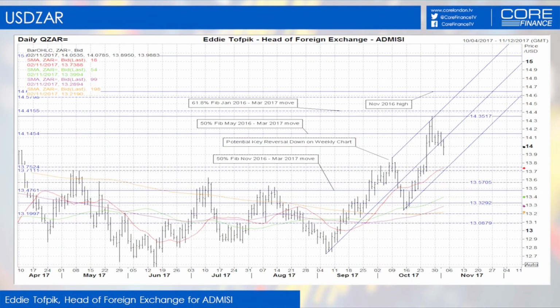Onwards and upwards. This Andrews Pitchfork, which I've drawn there from September through to October, has been brilliant. I mean, it pointed out the top of the market in late last week. It was brilliant. It just went there, bounced, smashed up, hit the concrete barrier and came back down again. It then held a little bit on the middle line, but now it's trying below it.